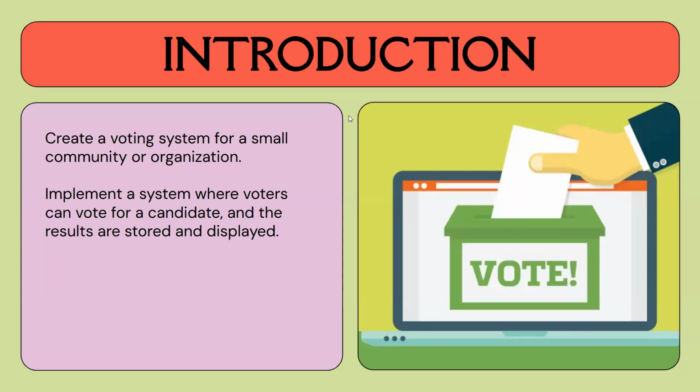Little introduction. The purpose was to create a voting system for a small community or organization. We chose a small sample size of 20. And then we had to implement a system where voters can vote for a candidate and the results are stored and displayed. And that comes directly from the description for the project as handed out in class.